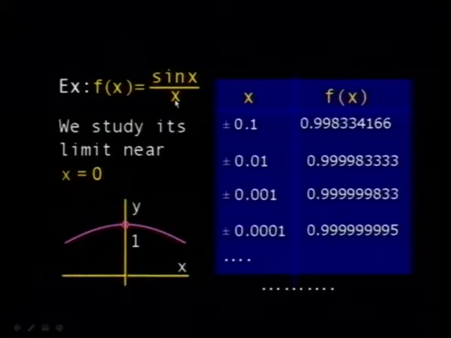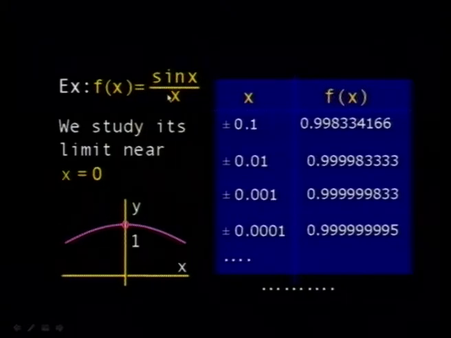For example, this is sine x over x, and you want to find the limit when x tends to 0, from both sides. We say that it approaches 1. How do we know that? All you have to do is take values that are near 0, plus or minus 0.1, plus or minus 0.01, etc., and you keep decreasing x towards 0. You find that f of x approaches almost the value 1. Of course, we cannot rely on such a concept or numerical calculations to calculate the limit.